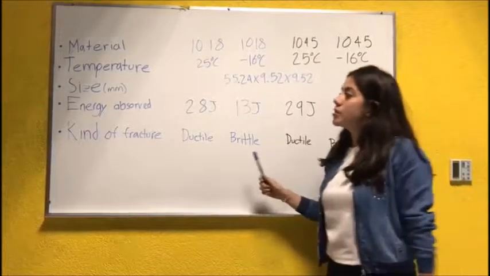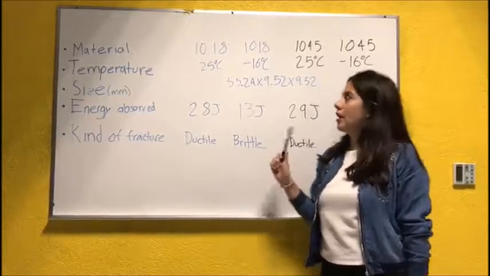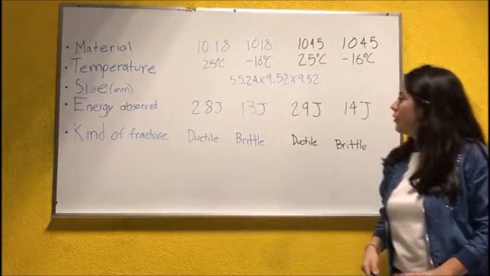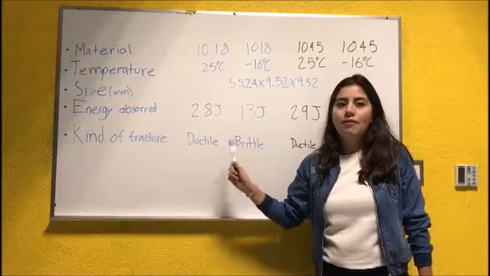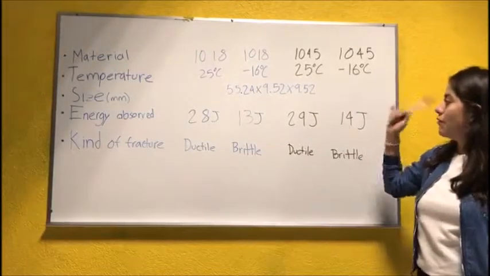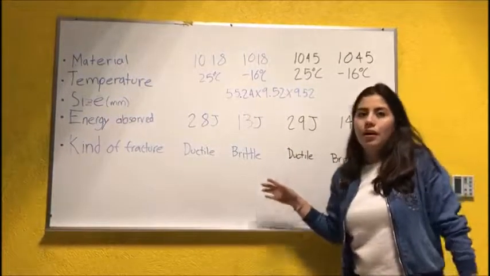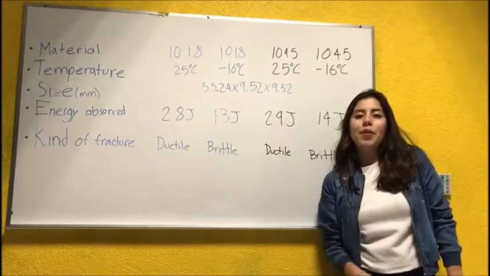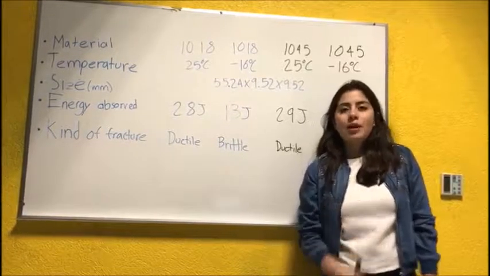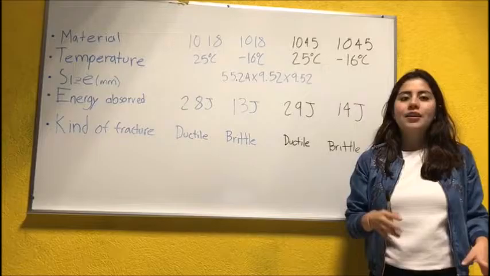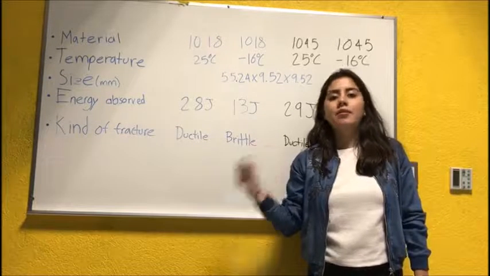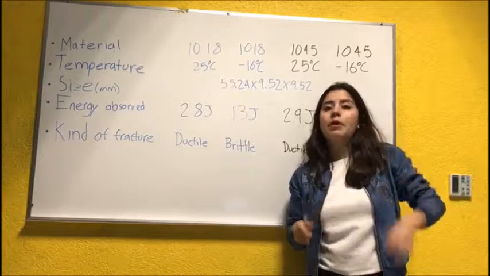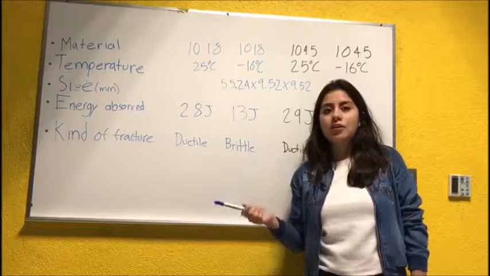We could observe also the kind of fracture that each material had. For example, for 1018, at room temperature we have a ductile fracture. Also for the 1045, and for the lower temperature we observe a brittle fracture. In this practice we could determine that not all the metals, in this case the steel, can have the ductile to brittle transition at the temperature. For example, BCC metals have transition temperature and FCC do not have it.